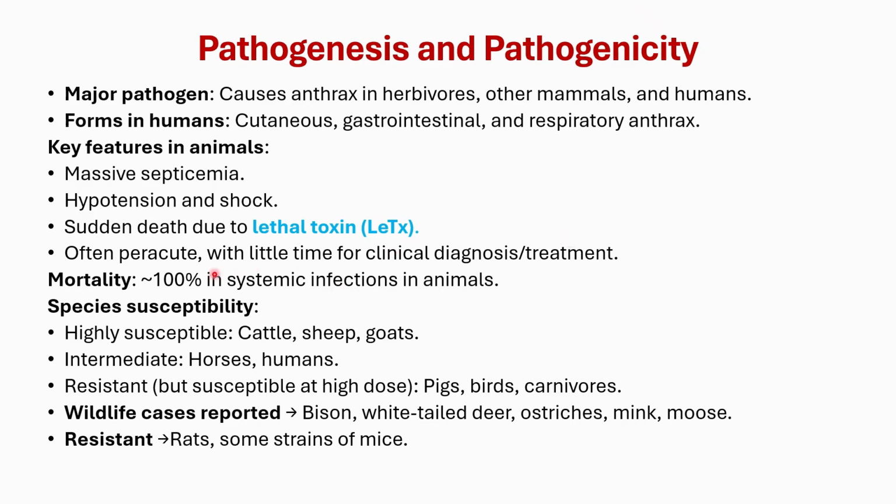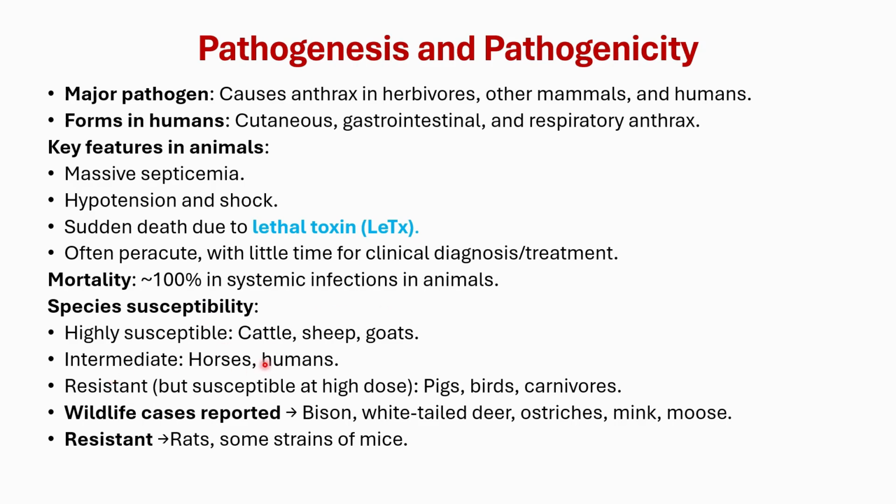Because of the peracute nature of the disease, animals often die suddenly, leaving very little time for clinical diagnosis or treatment. In systemic infection, the mortality rate in animals approaches 100%. Species susceptibility varies.